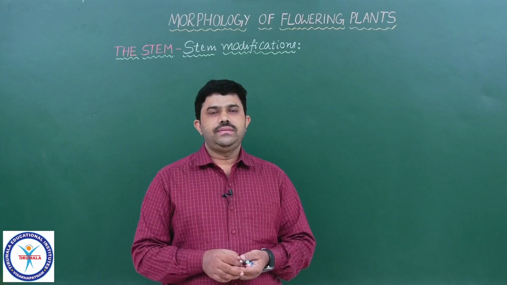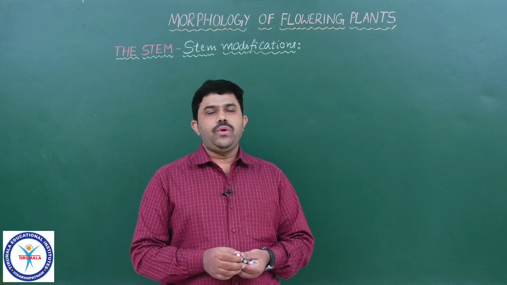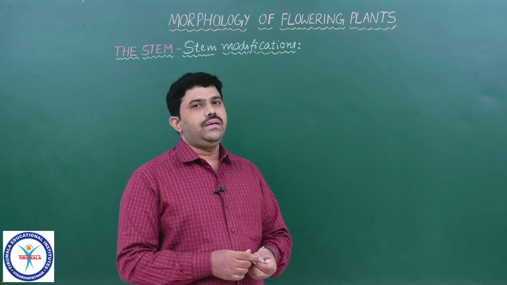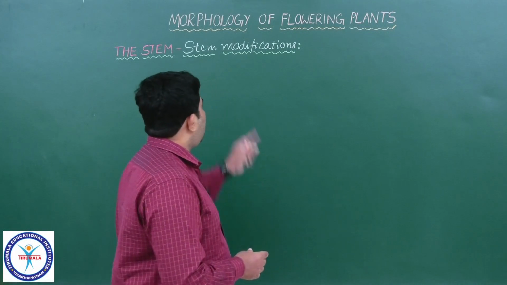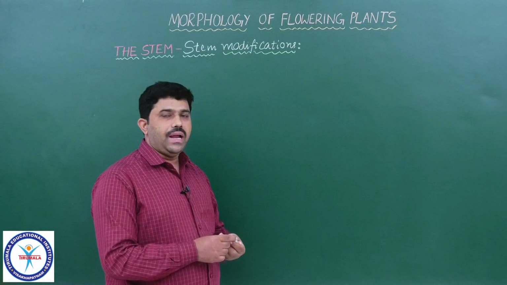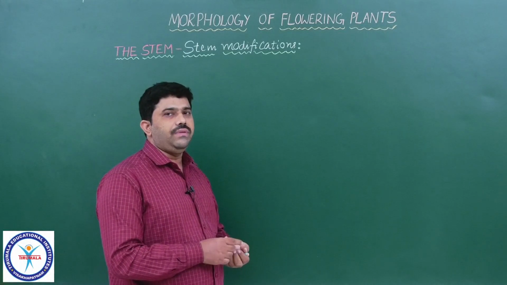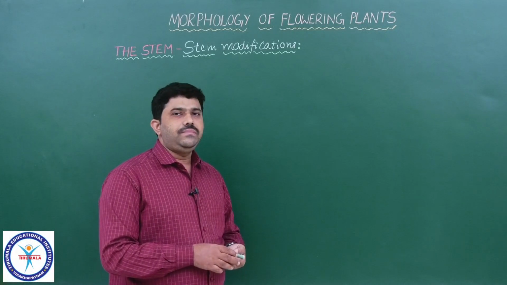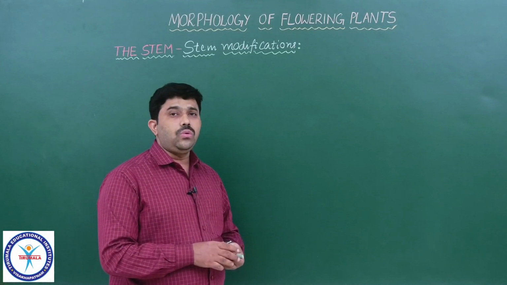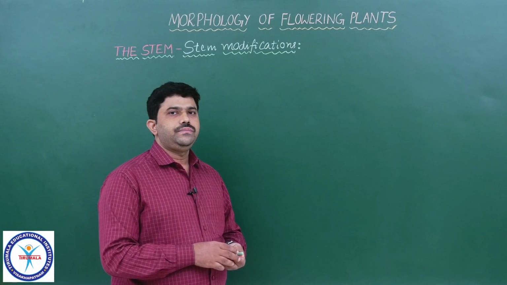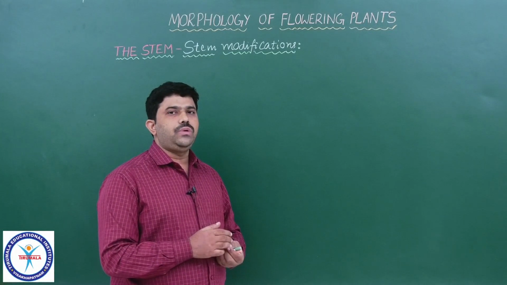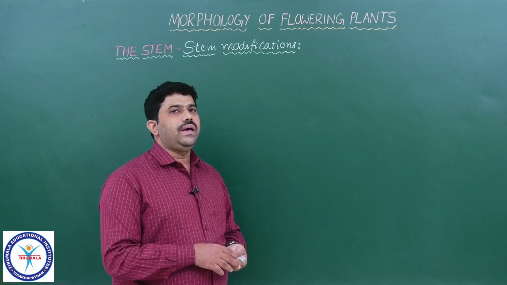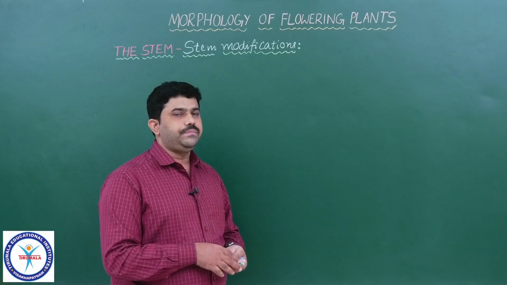Today we are going to discuss another topic in the chapter Morphology of Flowering Plants. It is a chapter in which we have different topics. We have already completed the topics of root, the regions of root and modifications of root. Now we have entered into the topic of stem.